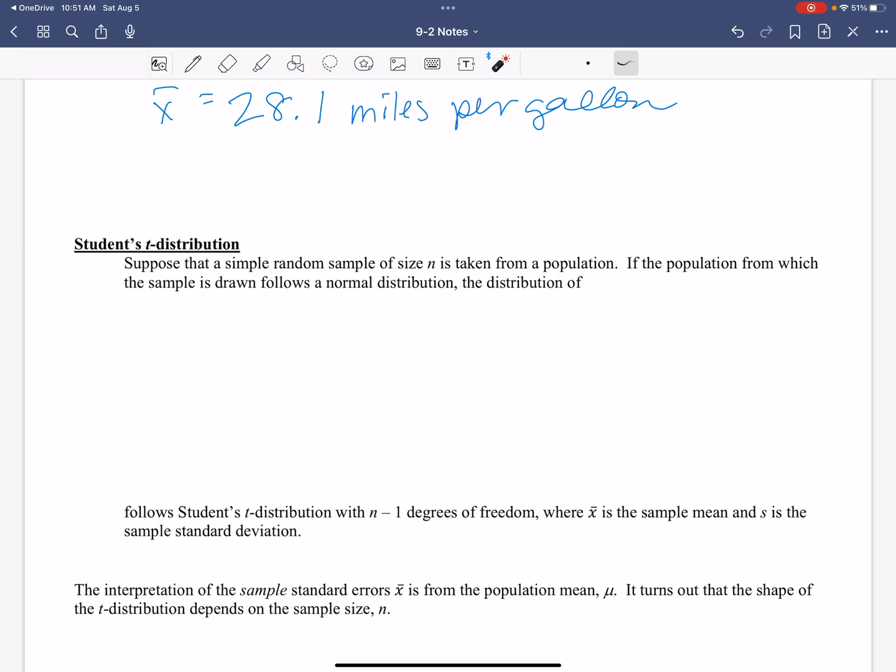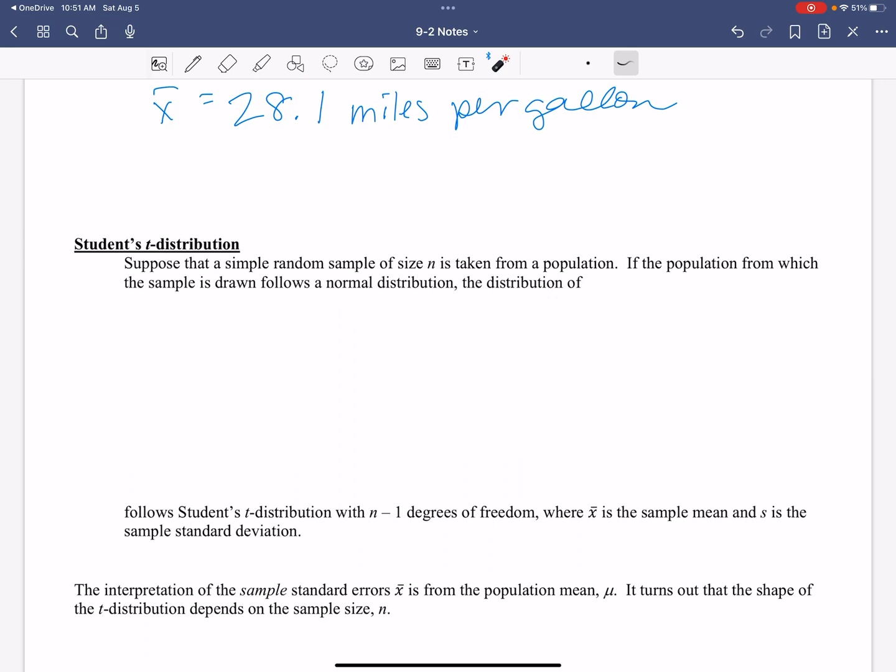This led Gossett to develop a model that accounts for the additional variability introduced by using S, which is sample standard deviation, right, in place of sigma, which is population standard deviation, when determining the margin of error. Guinness would not allow Gossett to publish his results under his real name because, well, obviously Guinness is very secretive about its brewing.